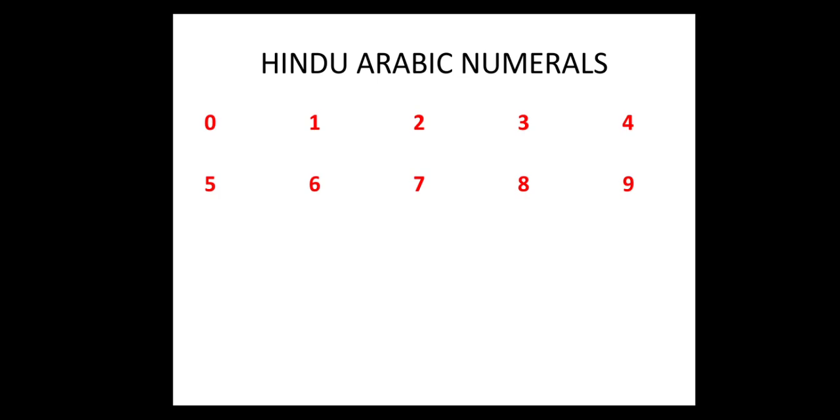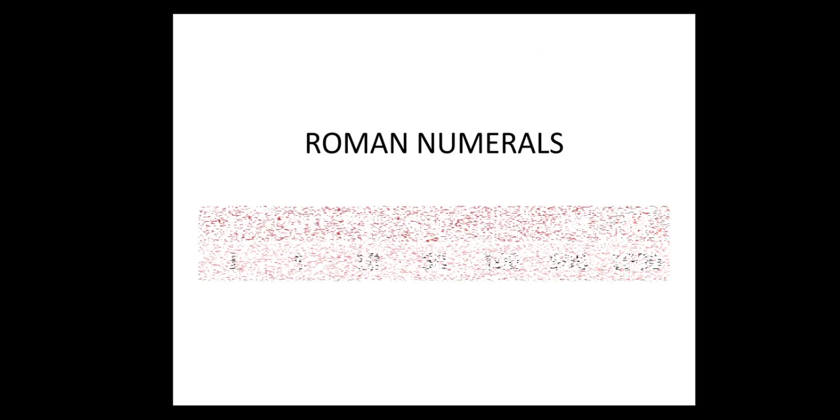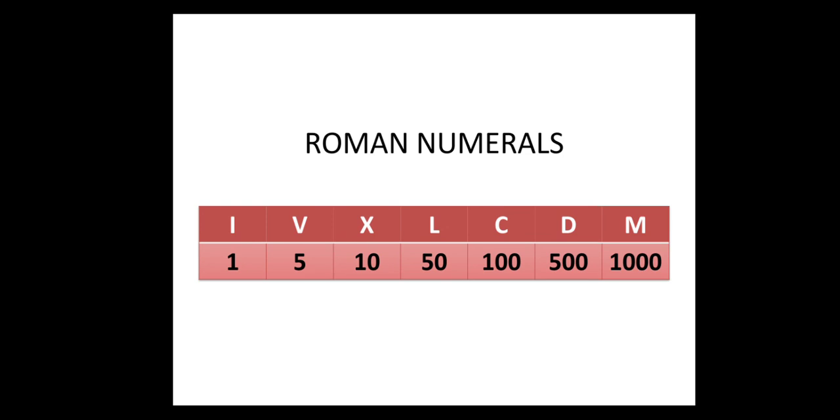Hindu-Arabic numerals are those numerals which are formed with the help of these digits 0, 1, 2, 3, 4, 5, 6, 7, 8, 9. Now let's go to the Roman numerals. Roman numerals are formed with the help of symbols I, V, X, L, C, D, M. What do you mean by this? I means its value is 1 in Hindu-Arabic numeral, V is 5, X is 10, L is 50, C is 100, D is 500, M is 1000.